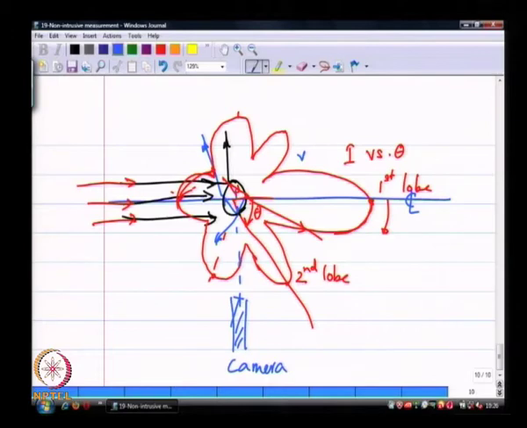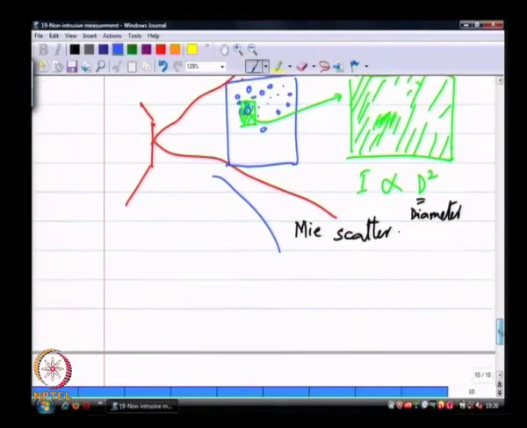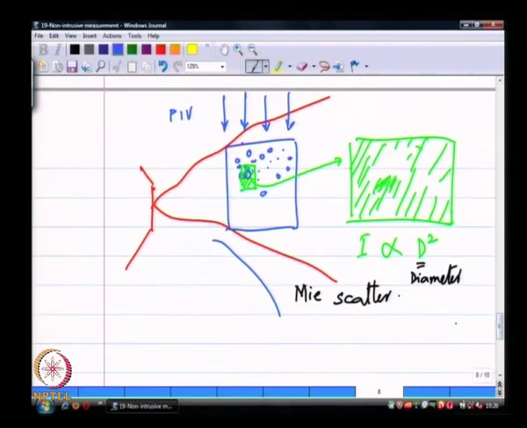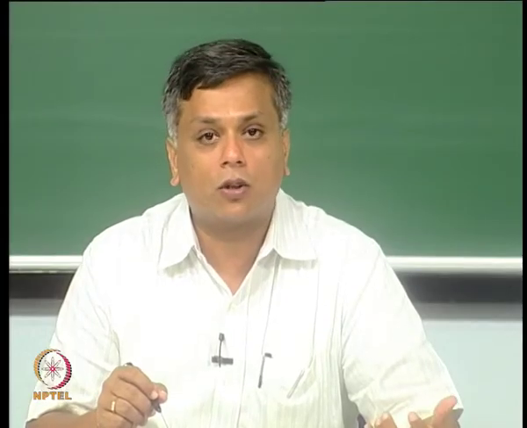And so, if I do not change the angle, the intensity of the light scatter at the 90 degree position varies with d squared, the diameter of the drop squared. So, it is essentially a phenomenon where the intensity is proportional to the surface area of the drop.